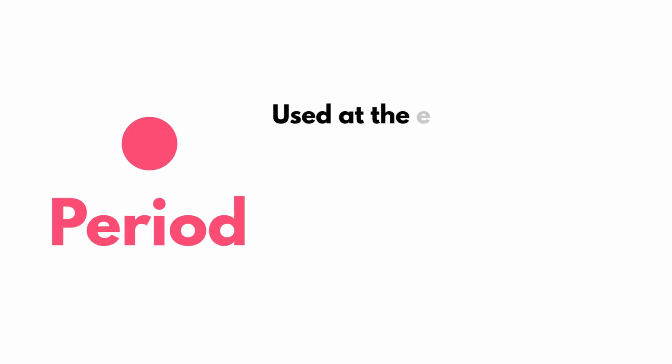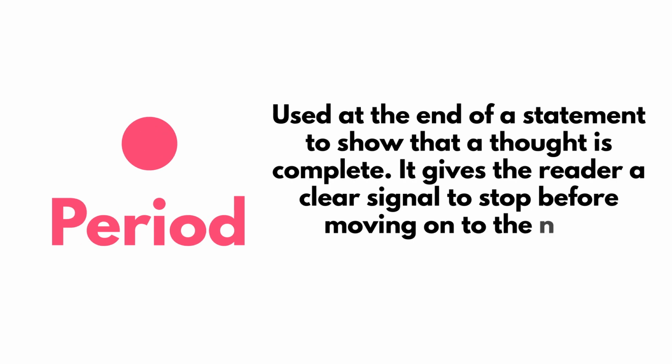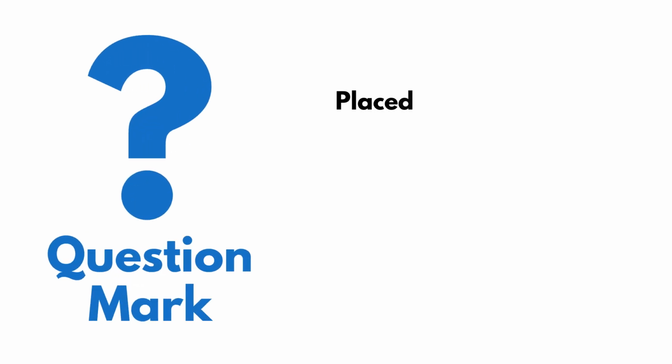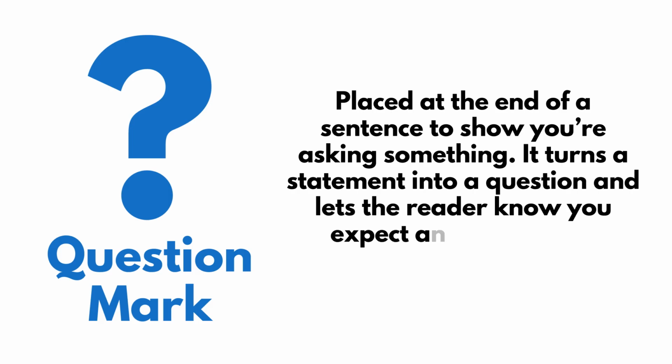Period. Used at the end of a statement to show that a thought is complete. It gives the reader a clear signal to stop before moving on to the next sentence. Question mark. Placed at the end of a sentence to show you're asking something. It turns a statement into a question and lets the reader know you expect an answer or a response.